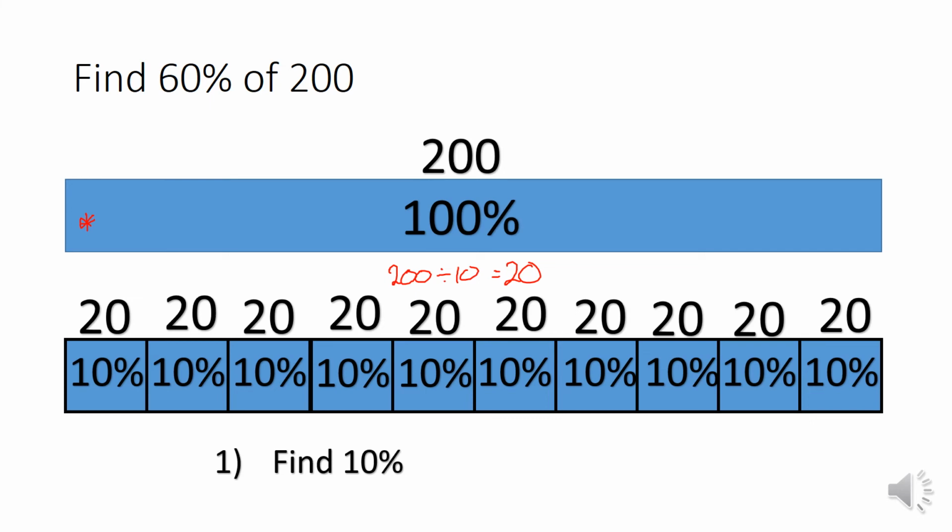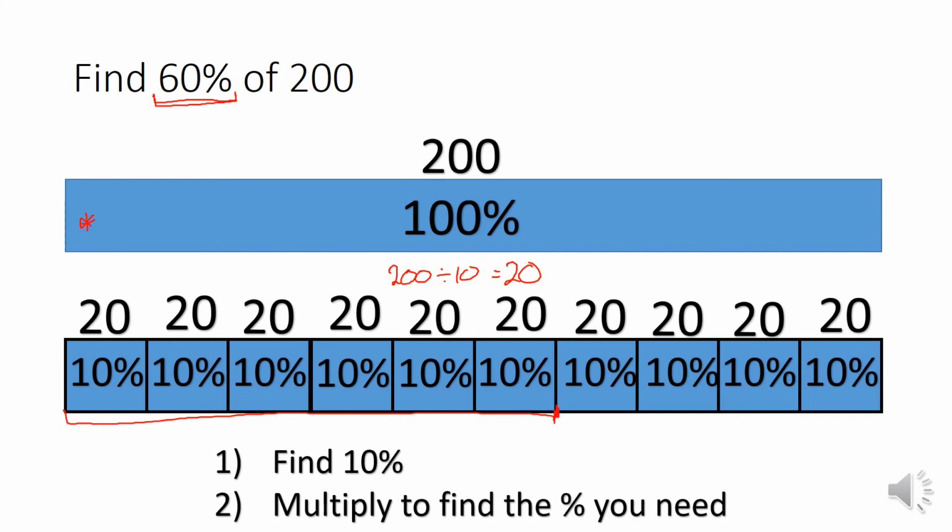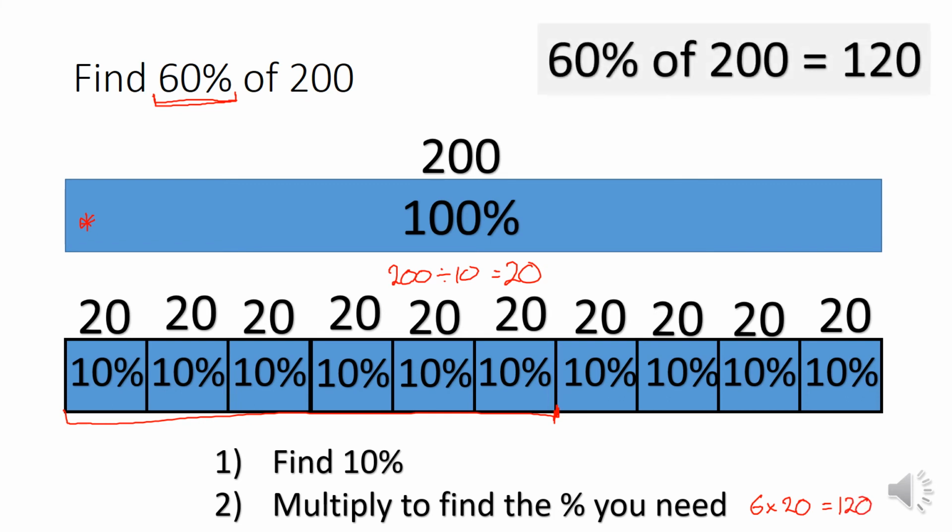Now we know that 10% is 20, but we're looking for 60%. So what do I have to do to get to 60%? Well, that would be 6 lots of 10%. So we're going to multiply. If we know that 10% equals 20, 60% must be 6 lots of that. So we need to do 6 times 20, which is 120. So 60% of 200 is 120.